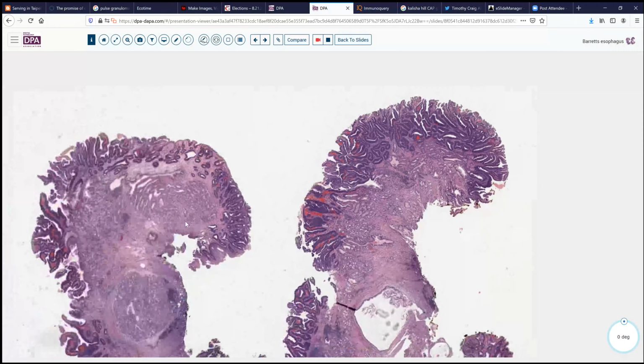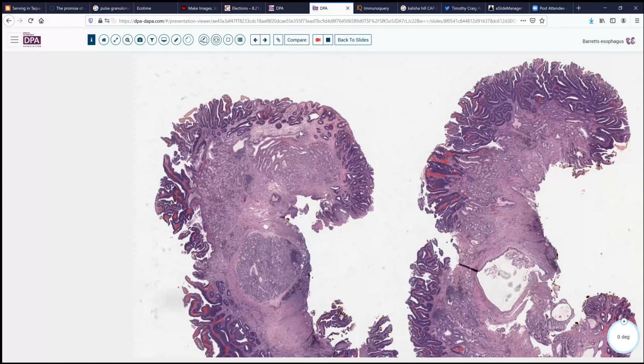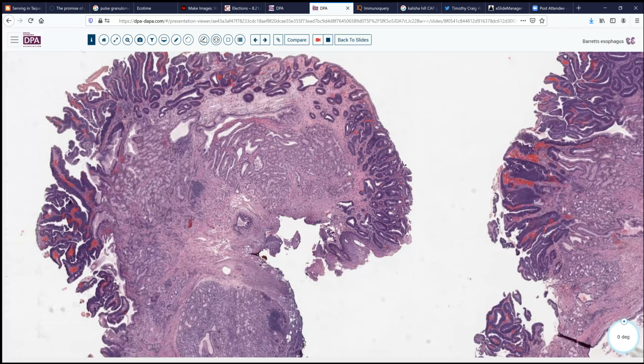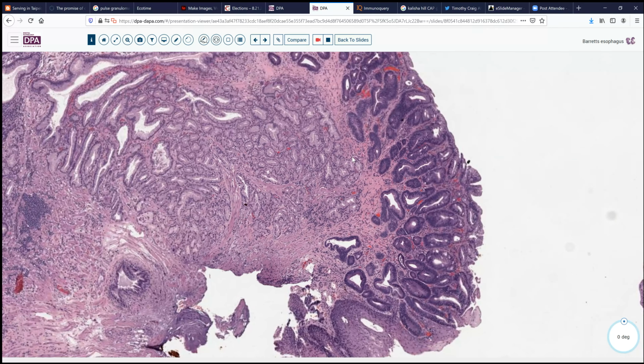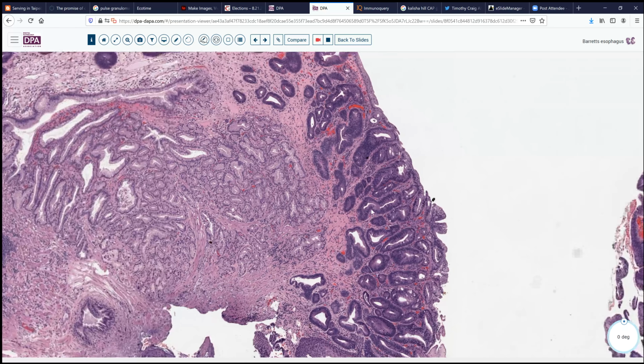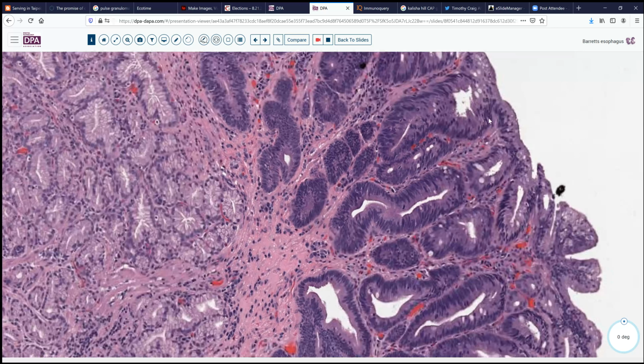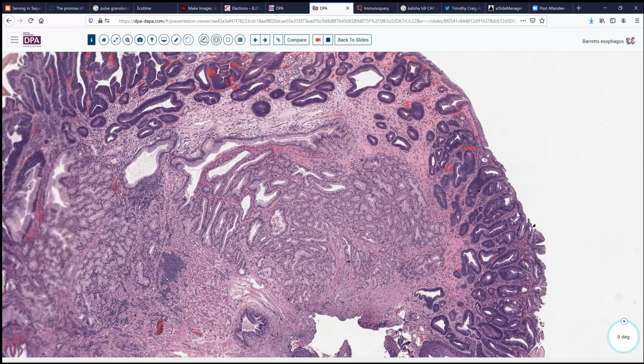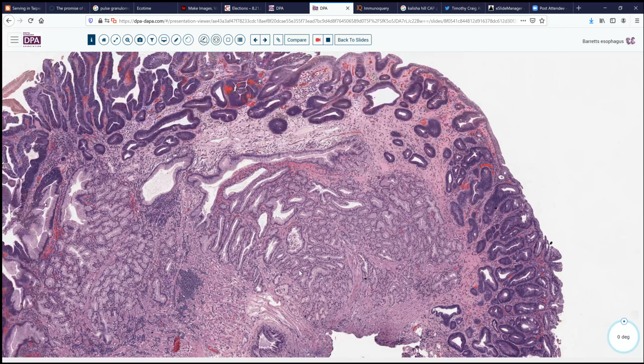Looking at the other fragment here, we can again see areas of intestinal metaplasia here. We can see areas here that are a little bit more confluent and potentially some increased mitoses in the base, but again, the surface appears to have maturation. So I would classify that as non-dysplastic at that stage.